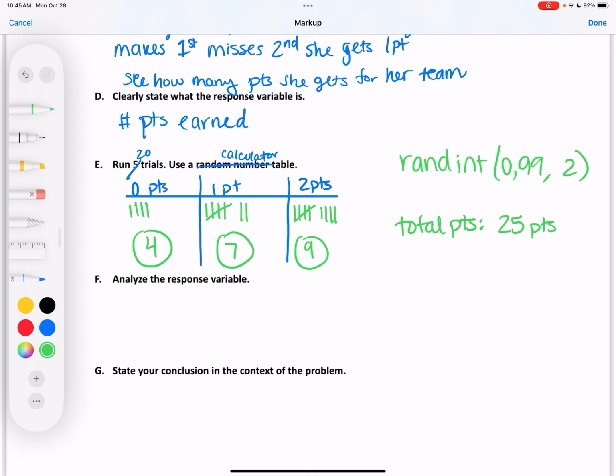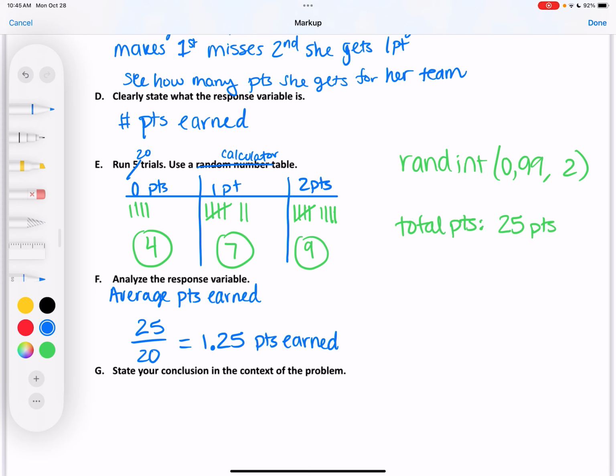All right, so analyze the response variable. I want to look at the average number of points earned. So basically, every time she went to the line, how many points did she earn? I take the total number of points. For me, it was 25 out of the 20 times she went to shoot. So 25 divided by 20, which for me was 1.25, but obviously yours is going to be different unless somehow she got exactly 25 points for you also. That's actually what I got. I got 25. So 1.25 points earned.